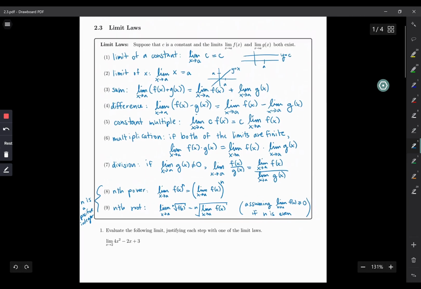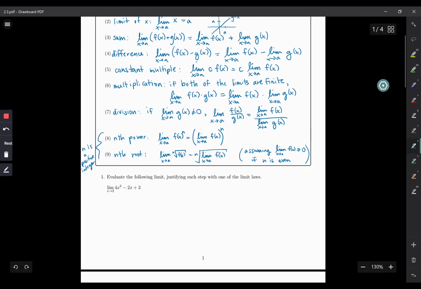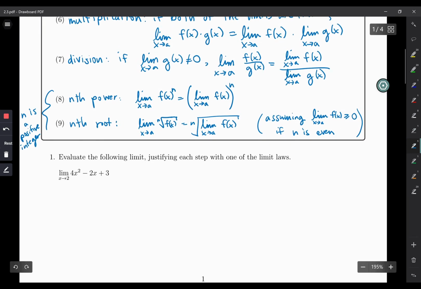So we are going to go ahead and use them. In the next problem, if I say something like "evaluate the following limit, justifying each step with one of the limit laws," that means you're going to break this down into pieces very slowly and make sure that you label each step with the law that you're using. I will do an example of that.